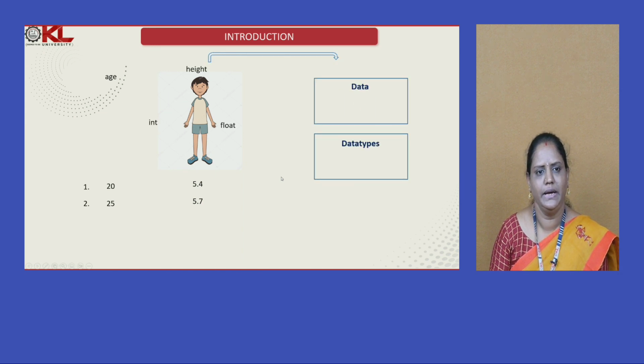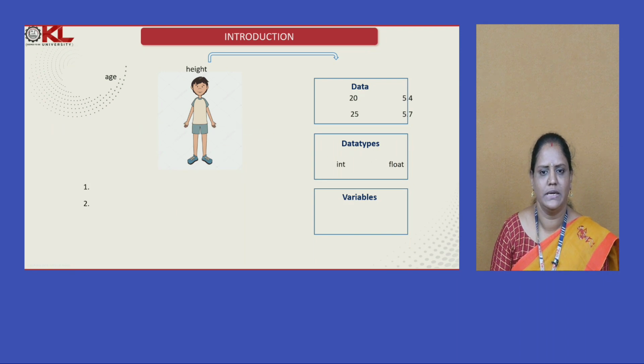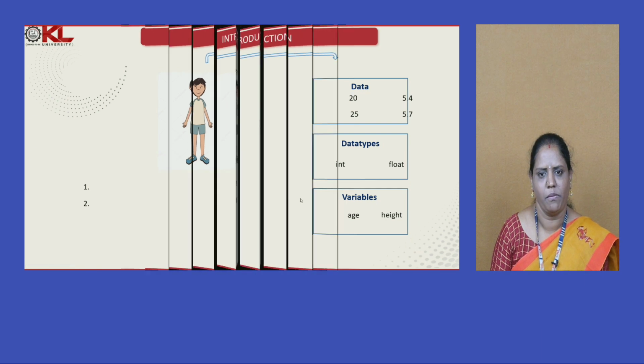Here the values 20 and 5.7 are called data, and int and float are called data types, and in the variables age and height we store those values, so these are called variables. Now I think you got some idea what is data, what is a data type and what are variables. The values we are storing are called data, the type we are representing for those values is called data types, and where we store those values are called variables.